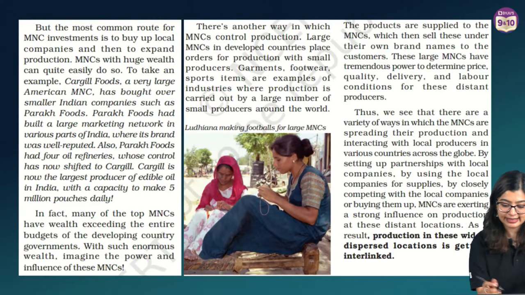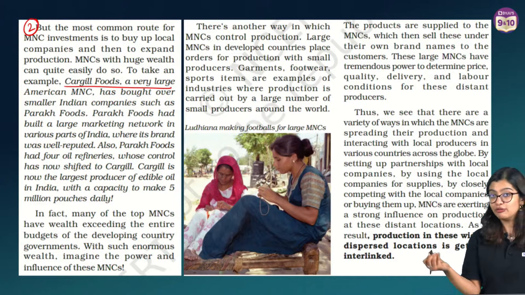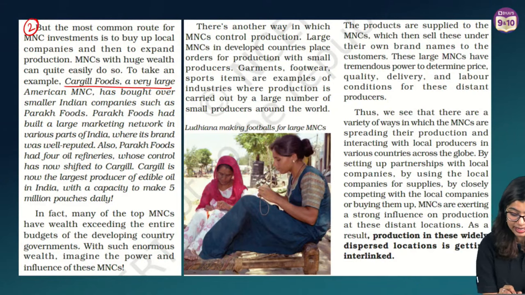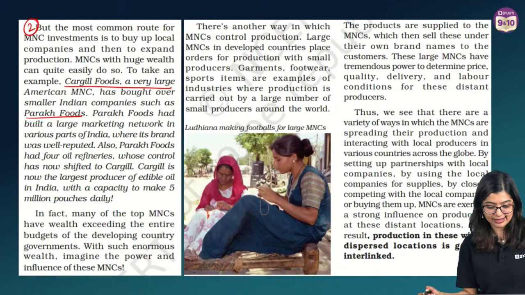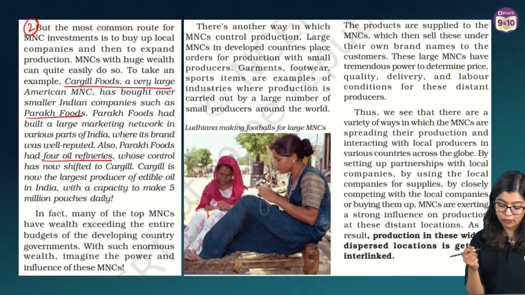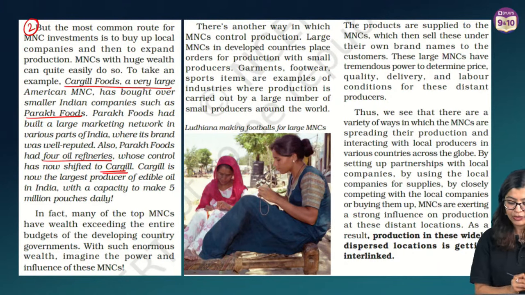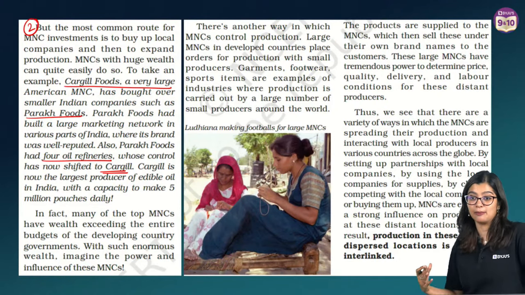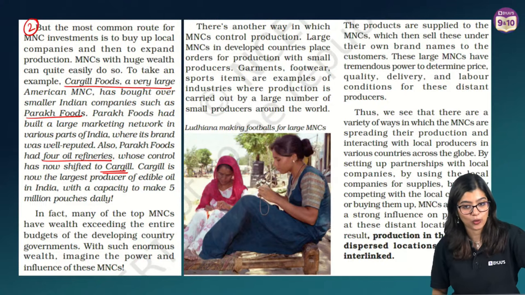Then of course, we see that the second one is to buy the local company. Example is that of Cargill Foods, which was an American-based MNC that bought Parag Foods. As a result, what happened? All the oil refineries, which were under Parag Foods, came into Cargill. Which is why now Cargill is the largest manufacturer of edible oil. So thereby, by buying such companies, that also becomes their own.